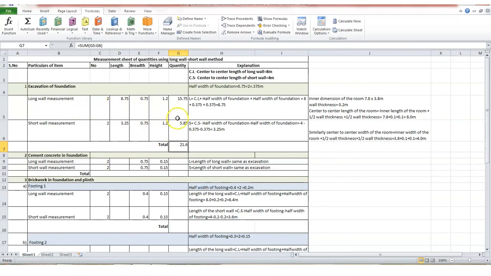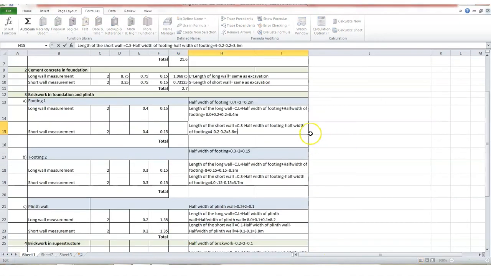So we saw how we found the long wall measurement and the short wall measurement. For the subsequent items also, we need to find the long wall measurement and short wall measurement. It keeps changing for various items. And finally, we will find the total quantity that is needed. Because it is going to take a long time to find the actual measurement, we will fill in this form so that we can complete this exercise in a quicker manner.